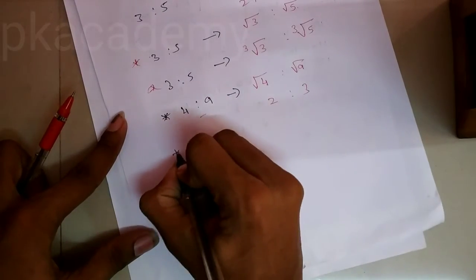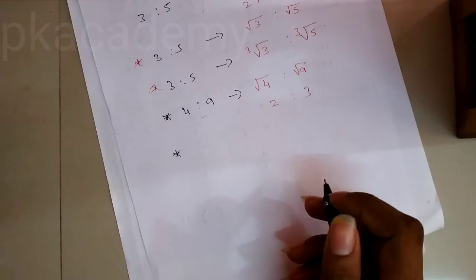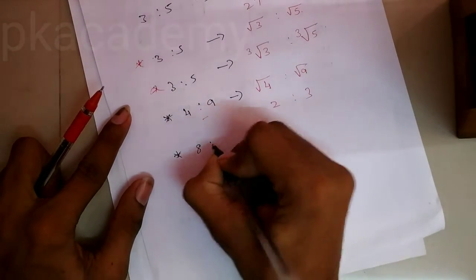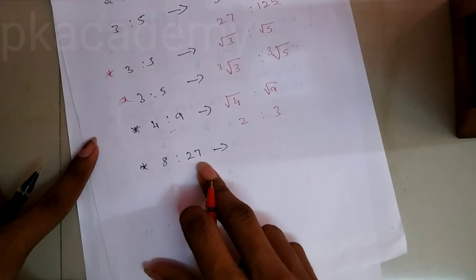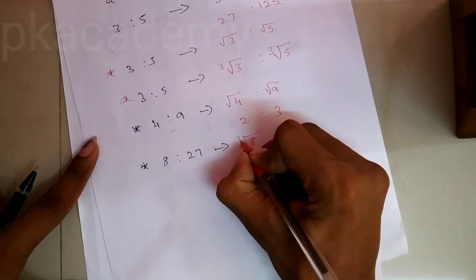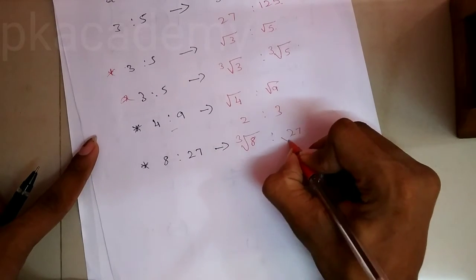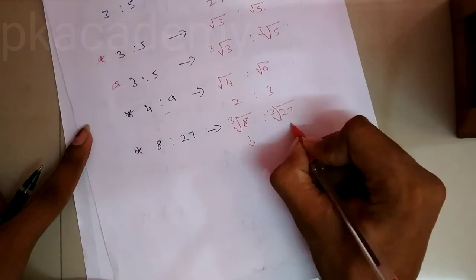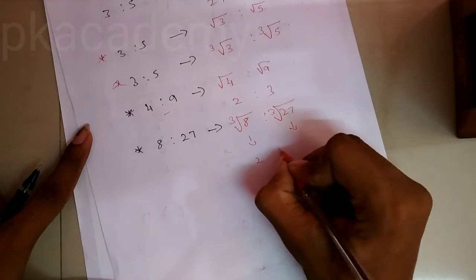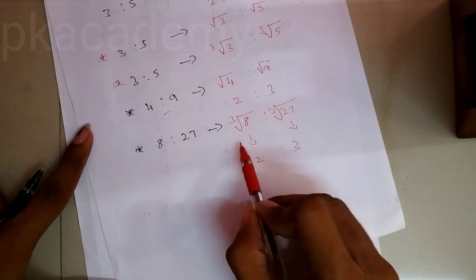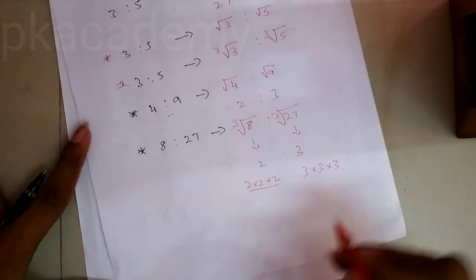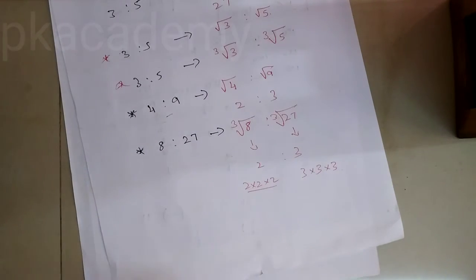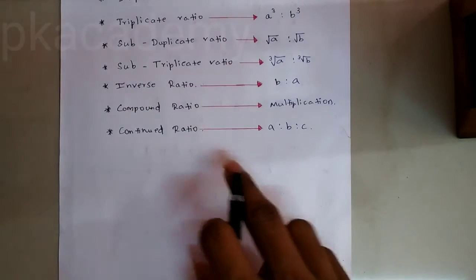And the sub-triplicate ratio is also the same. If they give us 8:27 and want us to convert this ratio into sub-triplicate ratio, then the answer is going to be cube root of 8 and cube root of 27, and if we convert it, the answer is going to be 2:3. This means 2 into 2 into 2 is going to be 8, and 3 into 3 into 3 is going to be 27.